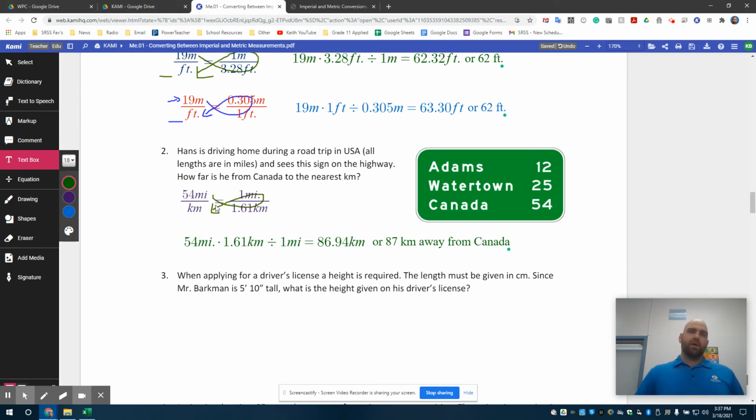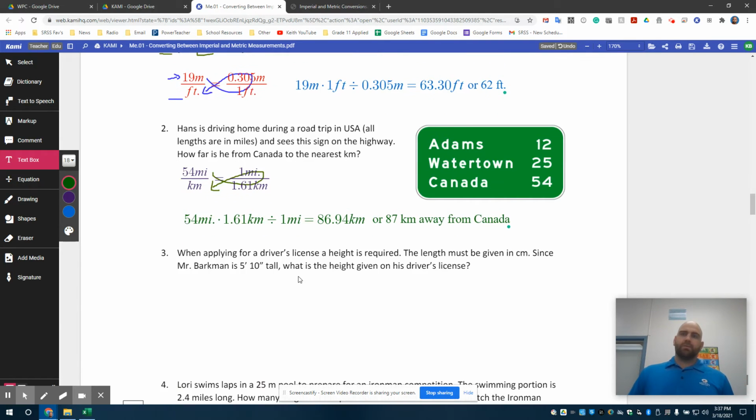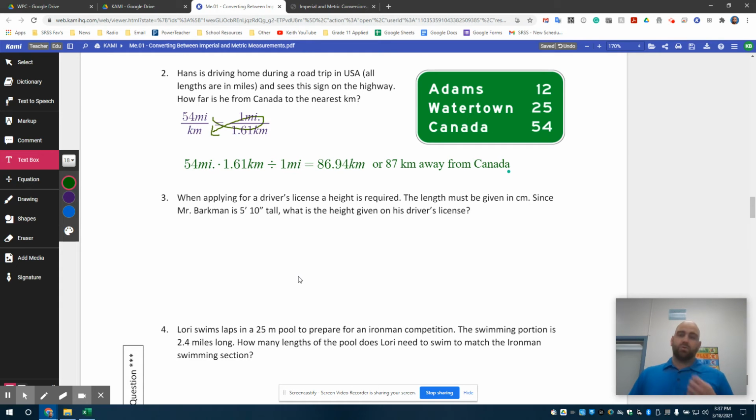All right, so that would be, again, converting. Now, each example is just going to be converting. Sometimes we're going to need more than one measurement, or more than one conversion. Sometimes we'll just be able to do one conversion.